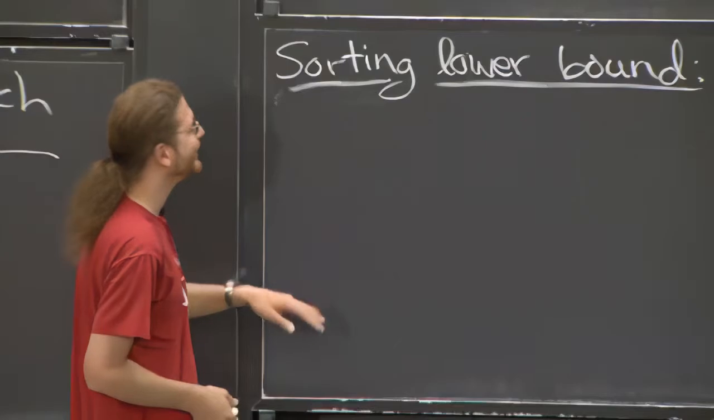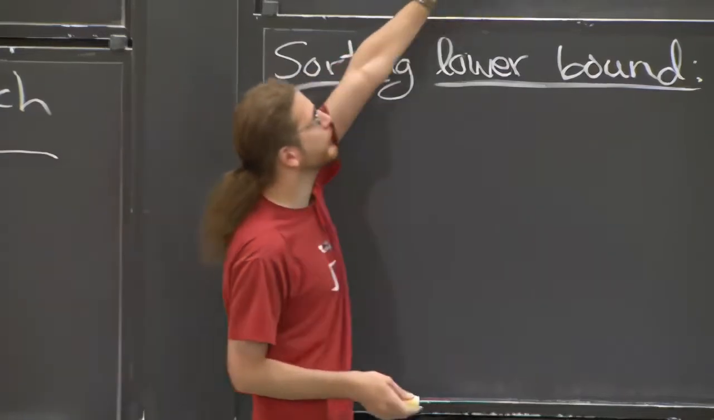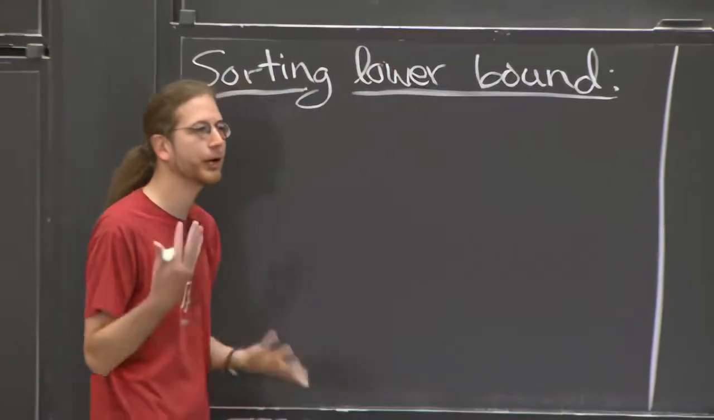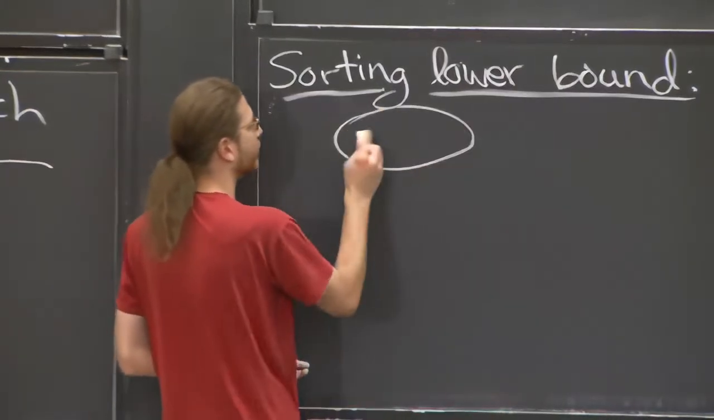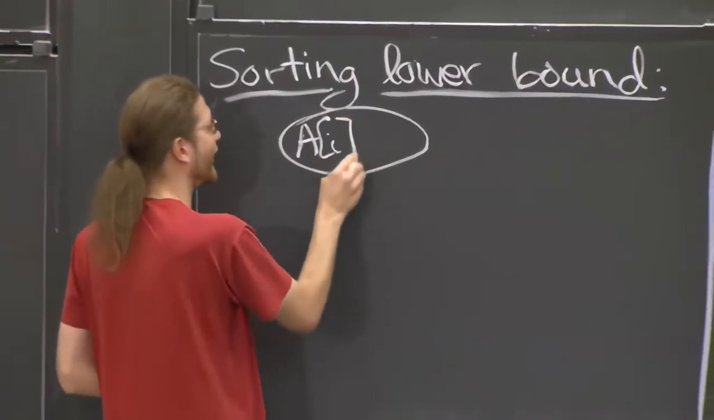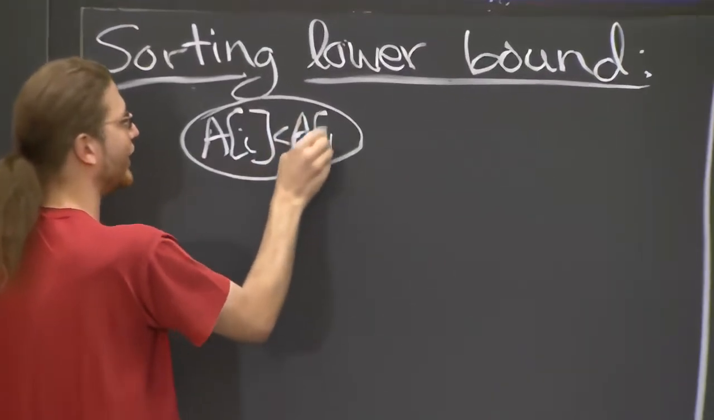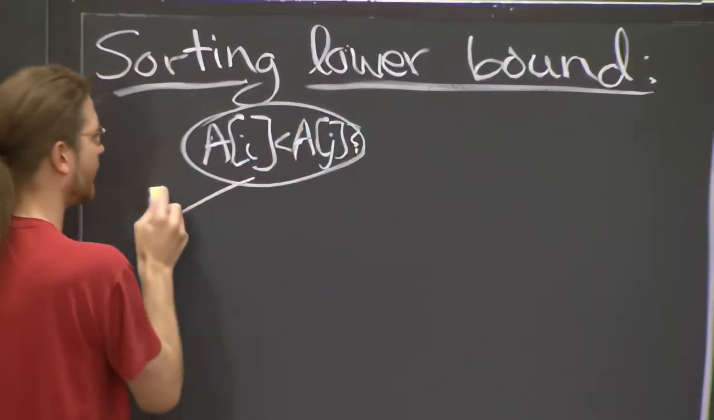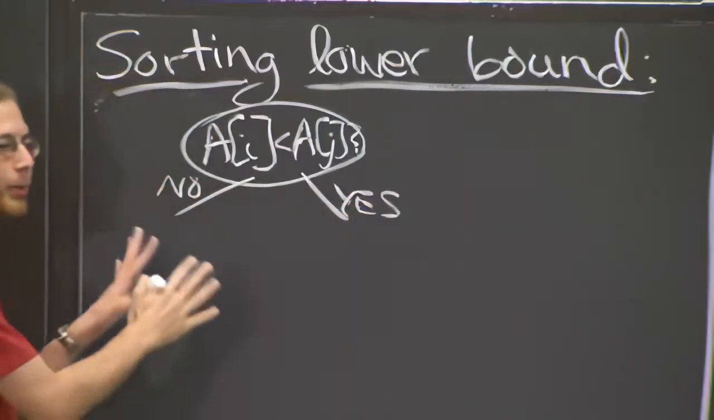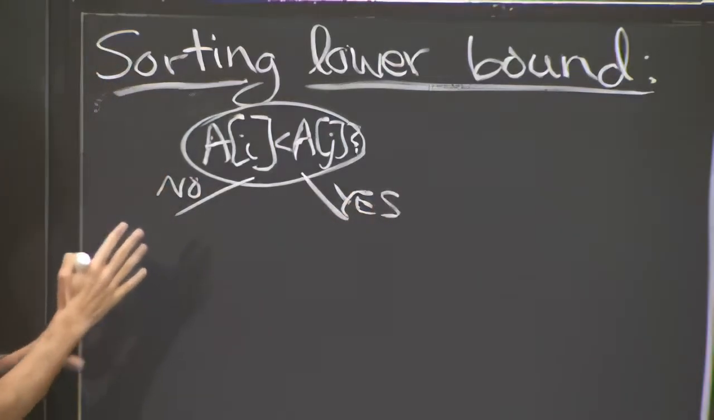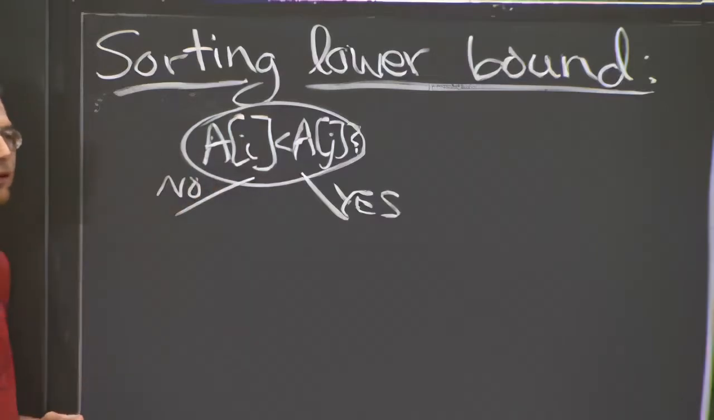I'm lazy. All right, but the internal nodes look just the same. You're comparing two items, A_i versus A_j. So I'll draw the generic version. You have A_i less than A_j, question mark. And then you'll have a no and a yes. So that's what a typical comparison would look like. Swaps don't appear here because we're just looking at the comparisons.